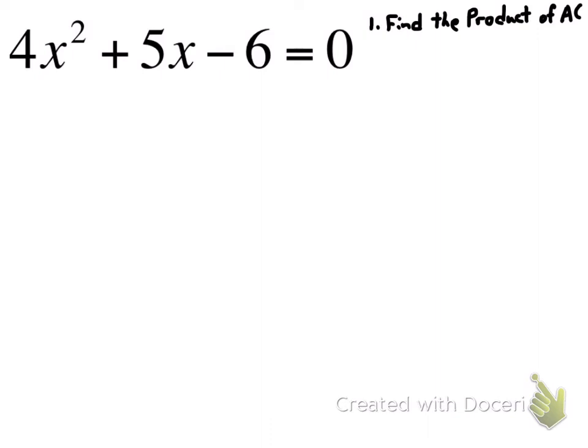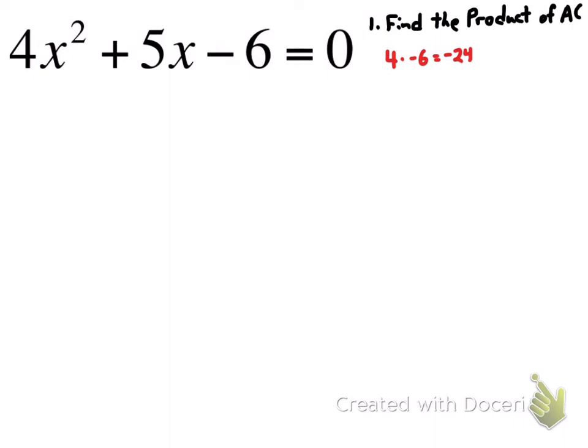So the first thing we're going to do is find the product of a, c. So this number here is the coefficient a, and this number here, the negative 6, remember you're going to include the sign, and so we're going to multiply those two. We're going to find the product. So 4 times negative 6 equals negative 24.